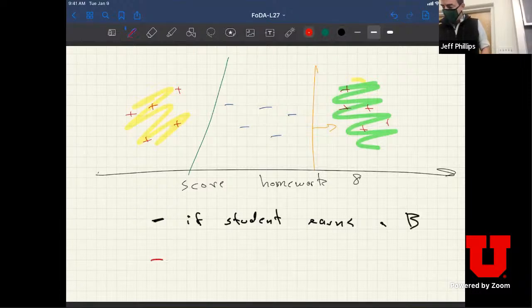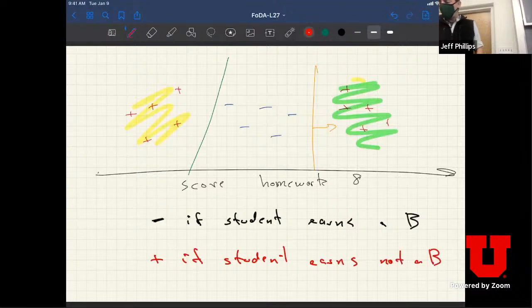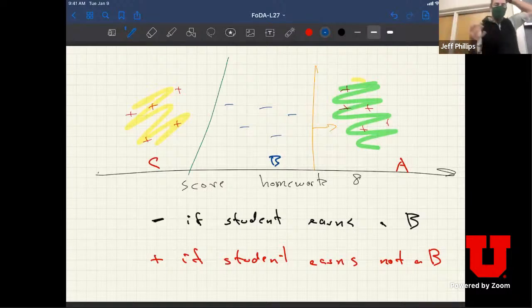And I want to say a plus if the student earns not a B, it could be an A. Maybe these are A students, these are C students, and the ones in the middle here are the B students. So it seems like I should be able to find a good classifier here, but I can't do it with a linear classifier. Everything we've learned so far does not work here, but this seems like something I should be able to learn a pattern for.